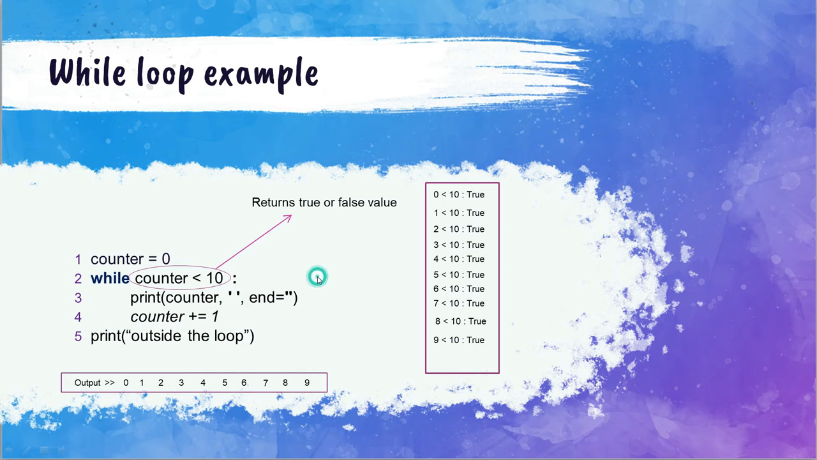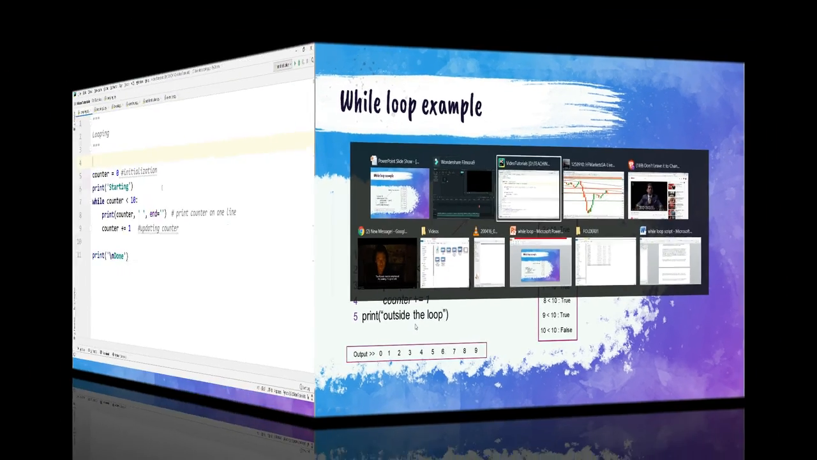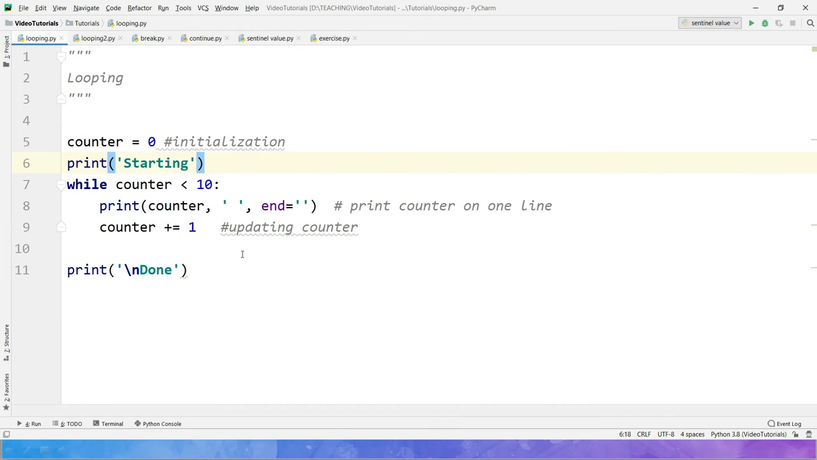So back to line 2, now counter is 10, we compare, is 10 less than 10? Now the answer is false, so we do not go inside the loop since the expression returns false this time. So we move on to line 5 and print outside the loop, and our code ends. Alright, I will switch to PyCharm to show you more examples.